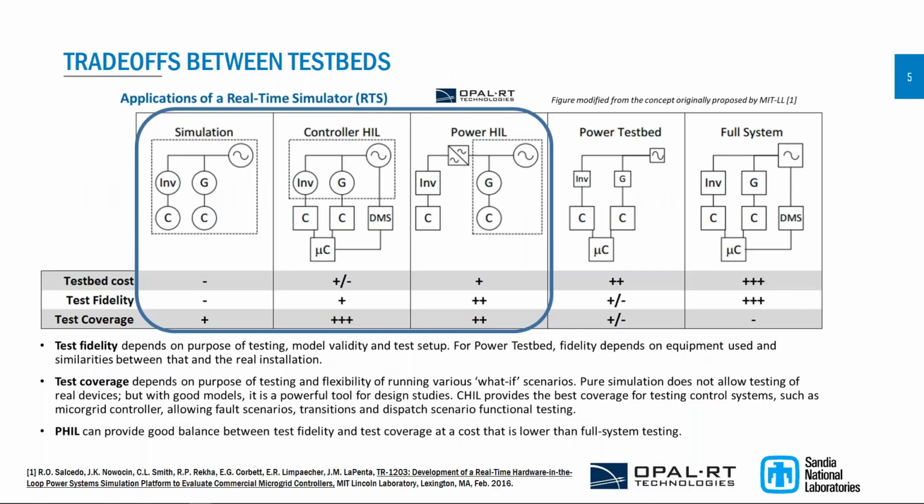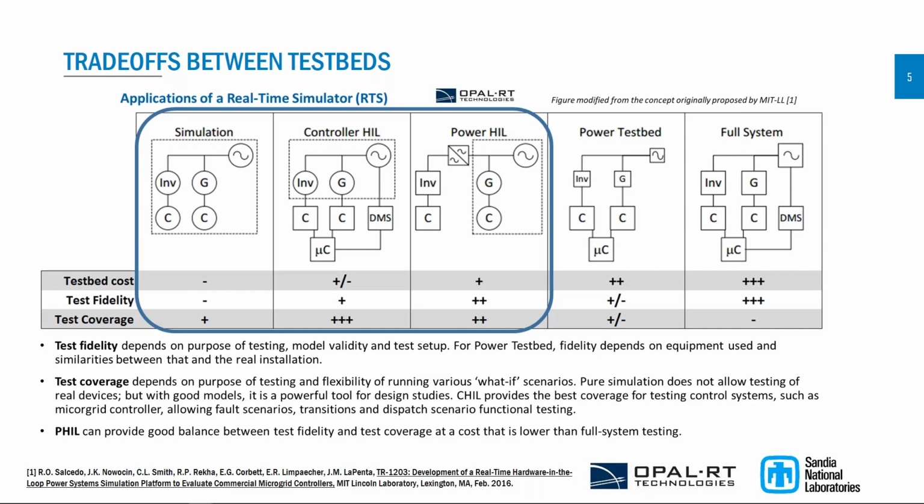There are different types of test beds, as was very well depicted in this paper I mentioned here by MIT Lincoln Lab. Basically, there is simulation, controller hardware in the loop, and power hardware in the loop. You can have a power test bed, which is a smaller scale replication of the full system, or you can have the actual fielded system. Each of them has some positives and negatives in terms of cost, test fidelity, and test coverage.